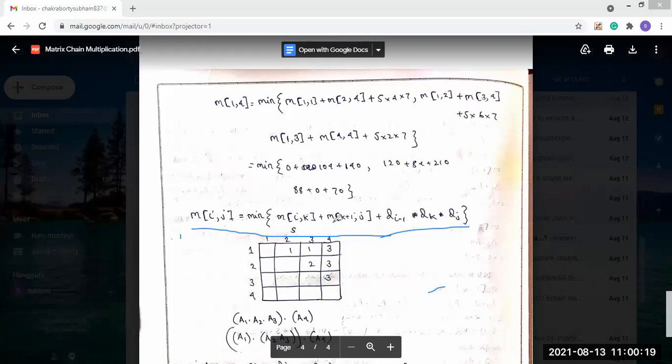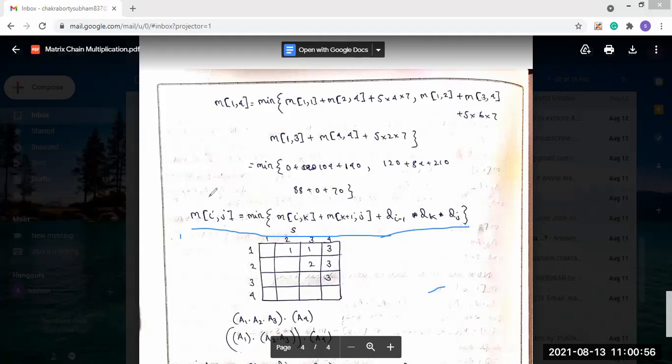First, we are not considering the matrix multiplication; only check a single matrix and its cost. After that, take pairs of 2, then 3, then 4, like that. And if you are able to remember this formula, then it's okay, you can solve according to the formula: M[i, j] is the minimum of M[i, k] + M[k+1, j].